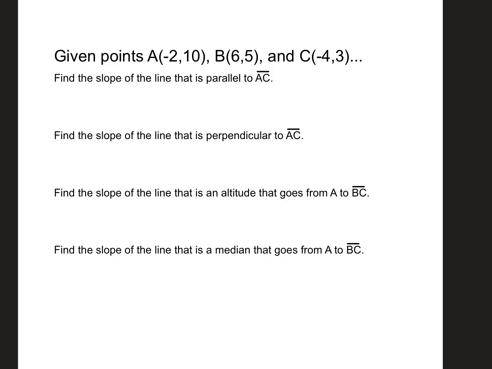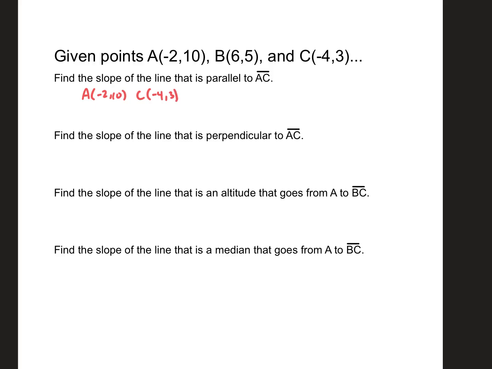For example, find the slope of the line that is parallel to AC. If I'm looking for a line that has a slope that is parallel to AC, well, if I find AC's slope, the line that's parallel to it should have the exact same thing. So if I find the slope for AC, I've got A's point here at (-2, 10), and C's point is at (-4, 3).